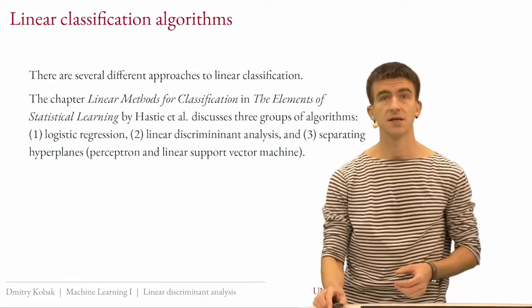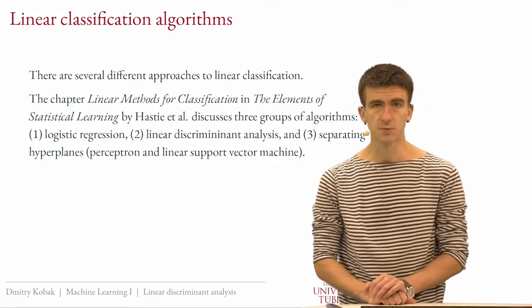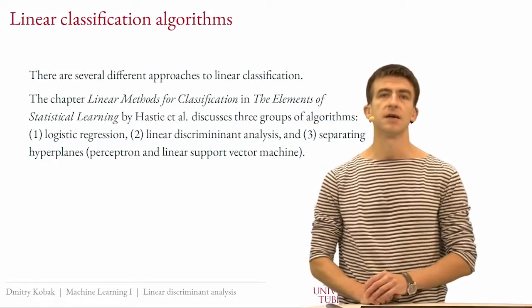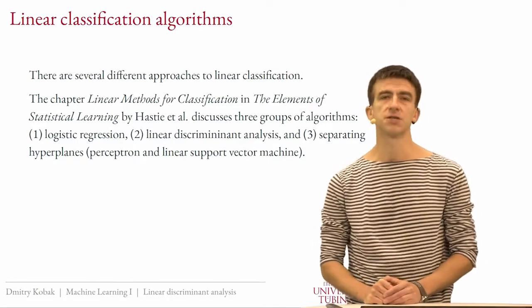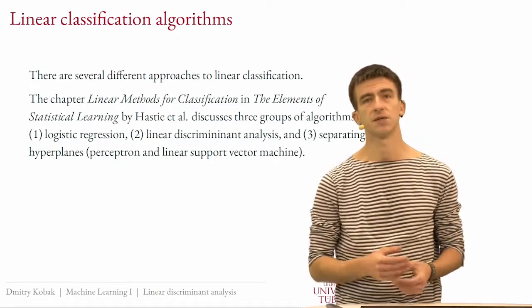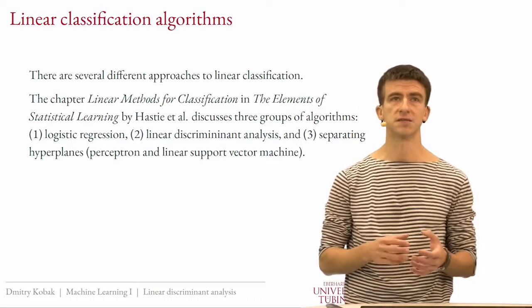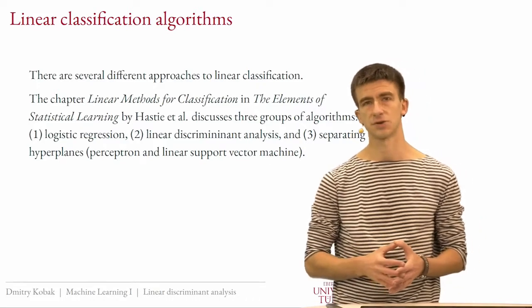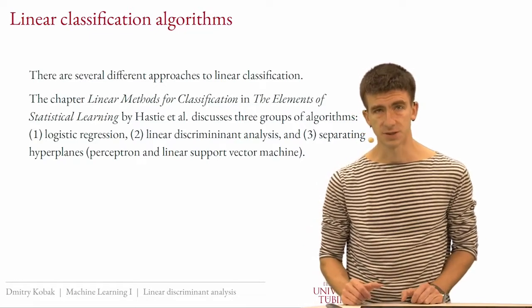For example, if you open the Elements of Statistical Learning, which is one of the textbooks that I always recommend, you will find a chapter called Linear Methods for Classification. And this chapter consists of three parts. One part is about logistic regression, another part is about linear discriminant analysis, and the third part is called Separating Hyperplanes and talks about methods like perceptron and linear support vector machines.